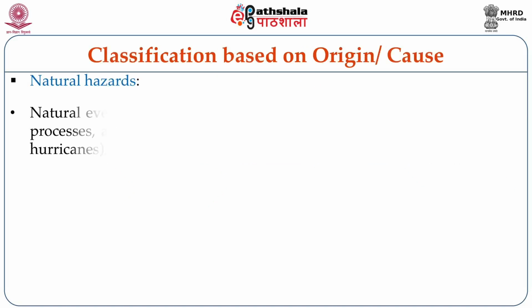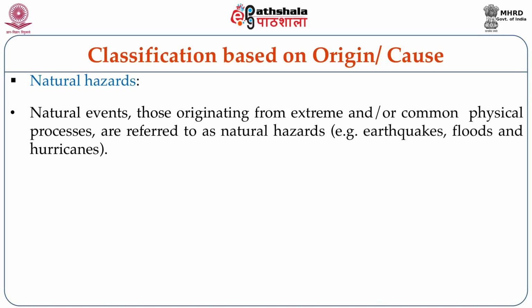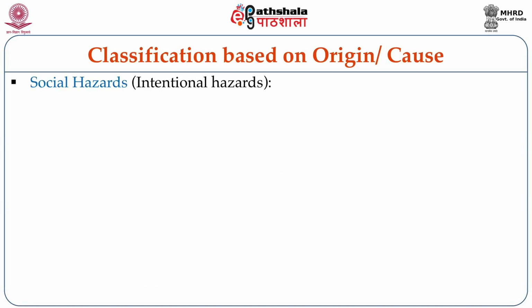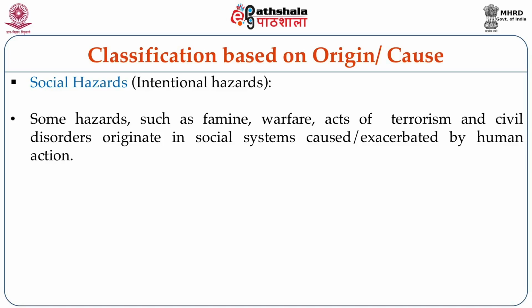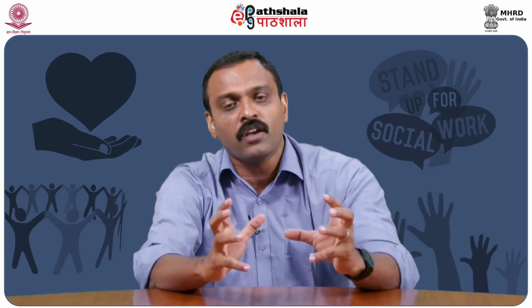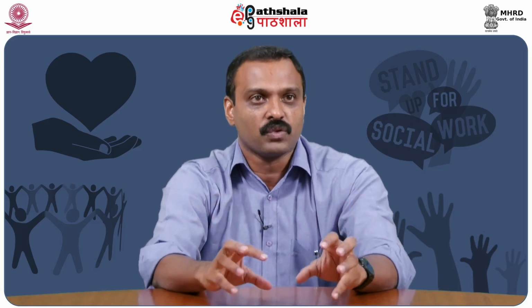Natural hazards, what are those? These are all mostly natural phenomena over which man does not have control. For example, geological, which is earthquakes; meteorological, tropical cyclones, which man does not have direct control over; hydrologic. And what is social hazard? This will be a very interesting thing for you. Intentional hazard. Some hazards such as famine, warfare, acts of terrorism, and civil disorders originate in social systems, caused or exacerbated by human action. Some social hazards such as civil or armed conflicts are often termed complex emergencies or complex humanitarian emergencies. So you can think of which are the hazards you can classify into the social hazards.